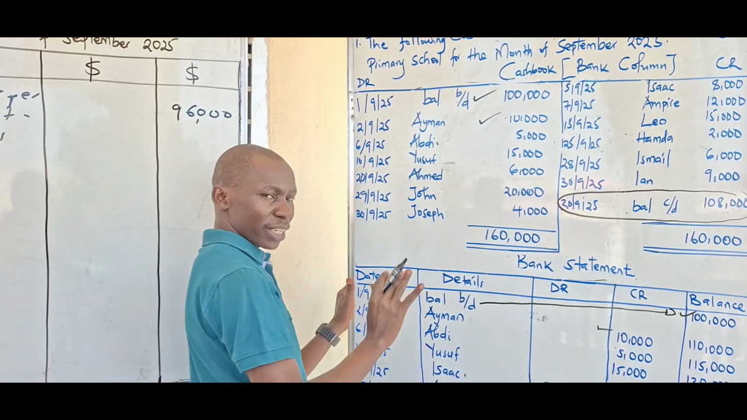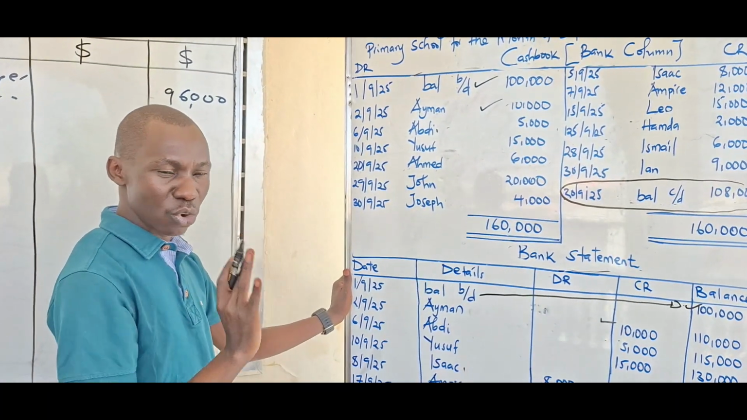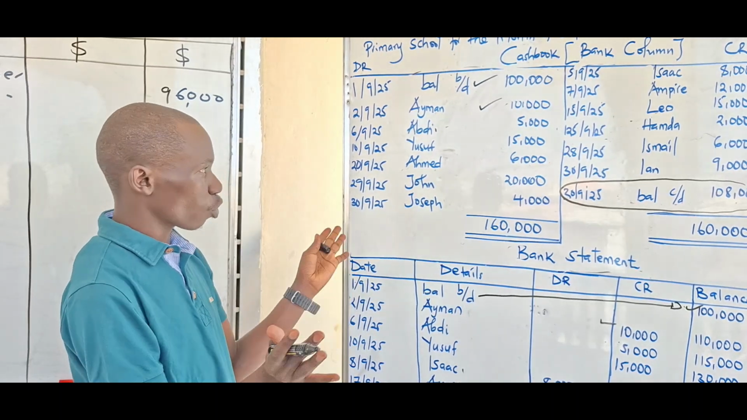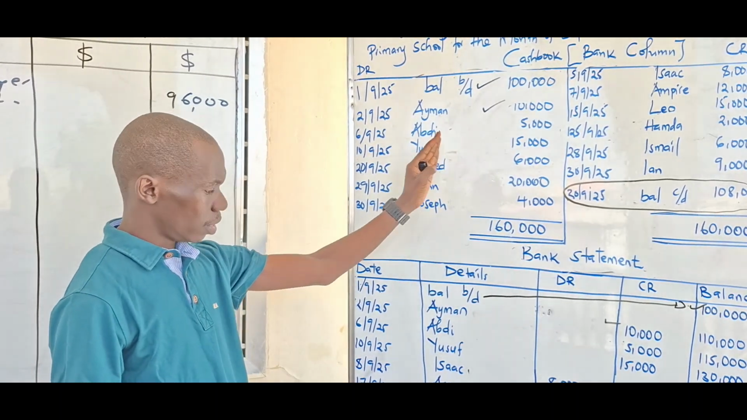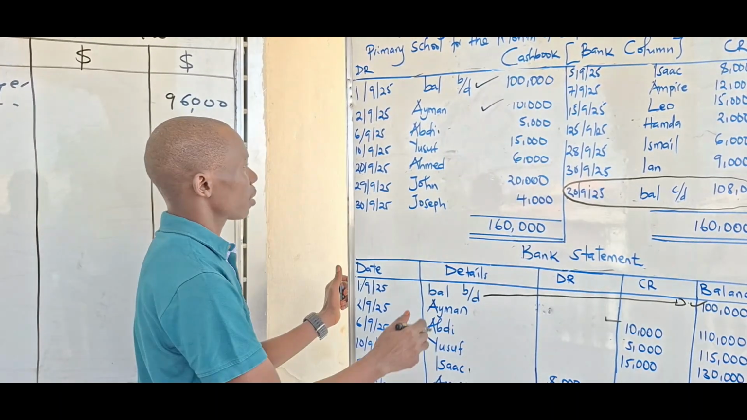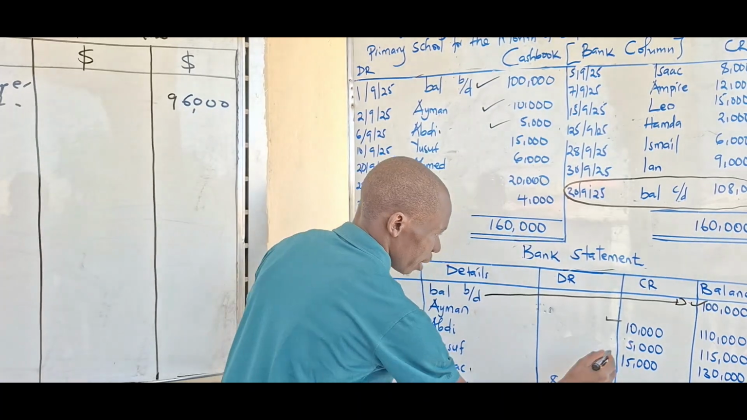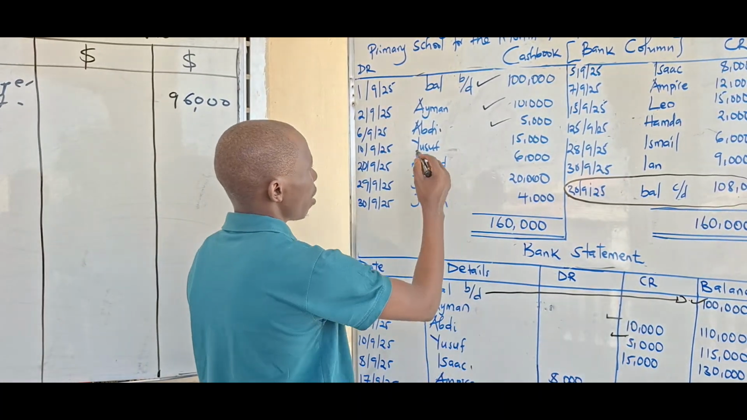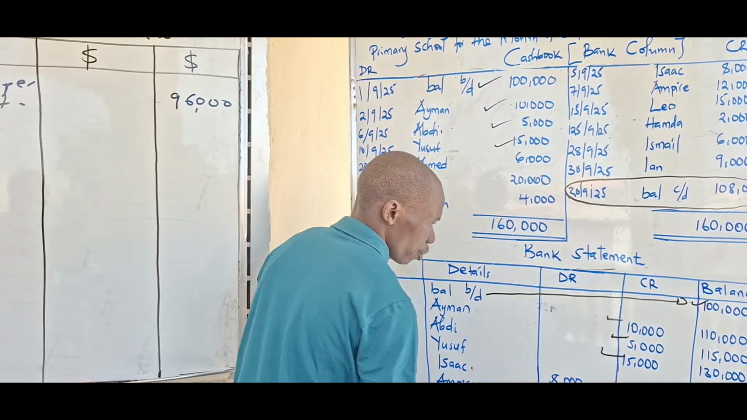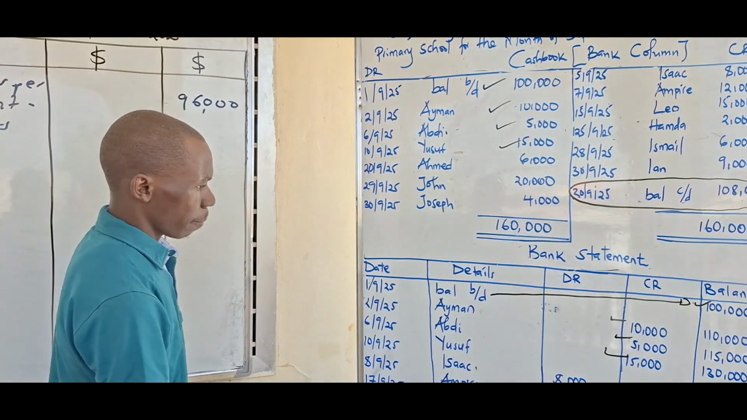The one which is matching, don't handle it. Just ignore that. We eliminate that because it's okay. It's in the cash book as well. It's in the bank statement. We have Ahmed 5,000. Even here we have Ahmed 5,000. We have Yusuf 15. Even here we have Yusuf 15,000.